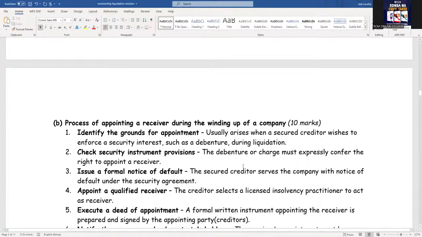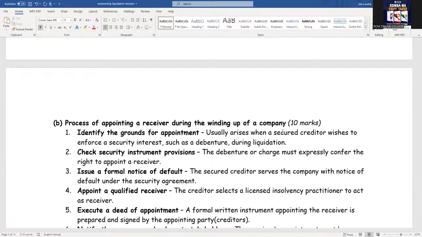So there is a creditor whom the company has not been paying his or her due amount. And as part of the agreement under the lending of money to the company, he has been given the leeway to appoint a receiver to take over secured assets, dispose of them, and recover the money for the secured creditor. That can be a ground upon which a receiver can be appointed. Then check the security instrument provisions: the debentures or charge must expressly confer the right to appoint a receiver.